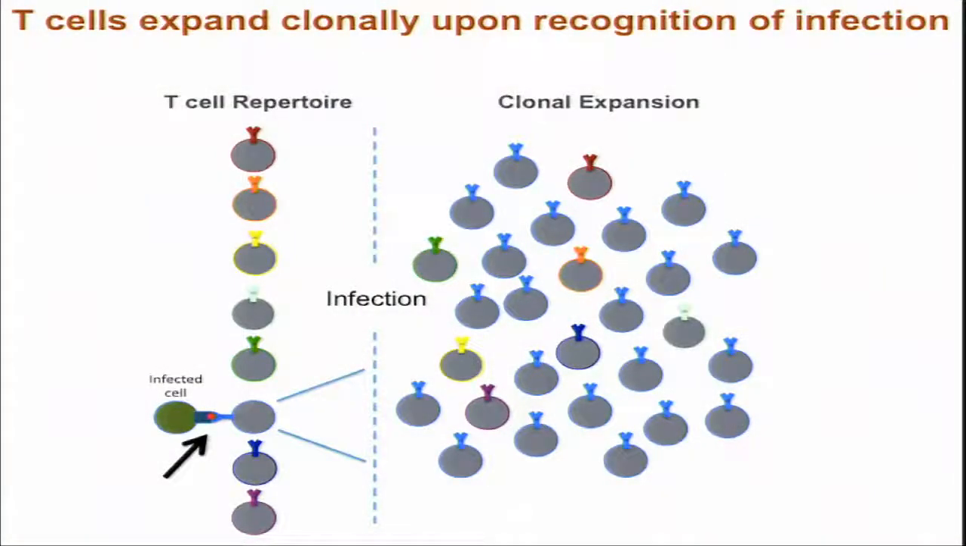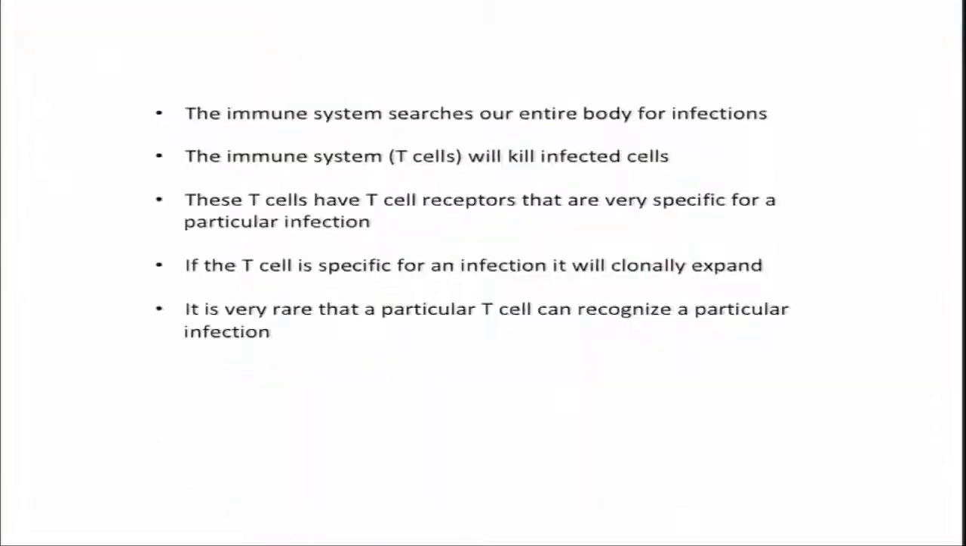A very key point here is this interaction between the T cell and the infected cell, which I mentioned before. It has to be very specific. So this clonal expansion won't occur randomly. It has to have something that it recognizes in order to clonally expand. That may have been a bit of background, so I'll summarize what I've said so far. The immune system is in charge of searching the entire body for infections. The immune system, and in this case T cells, will kill these infected cells.